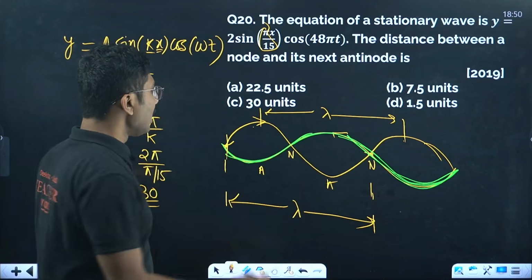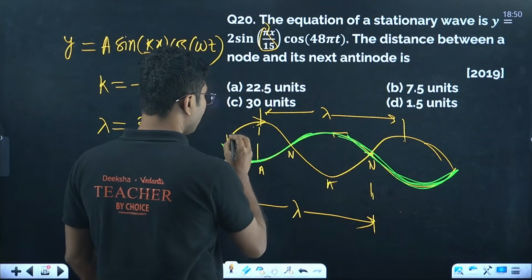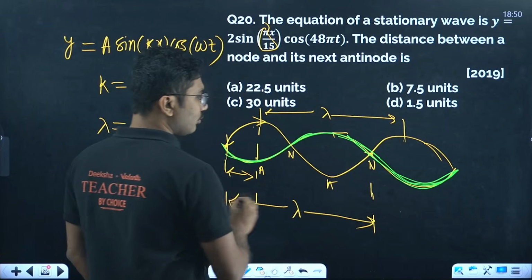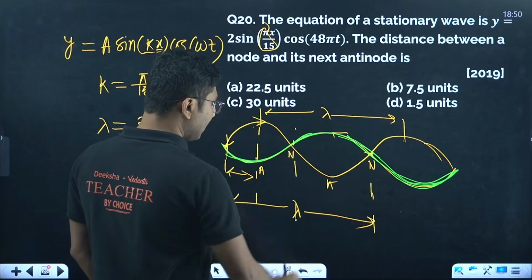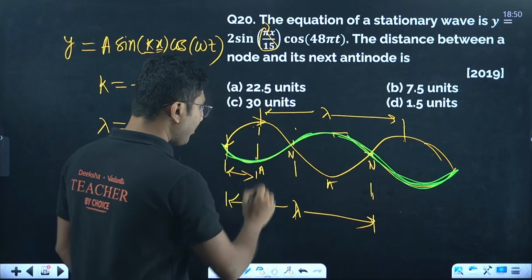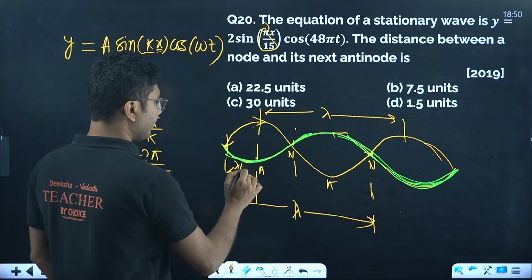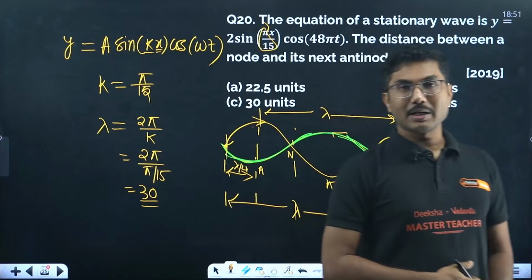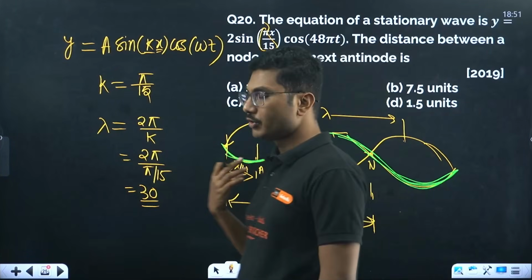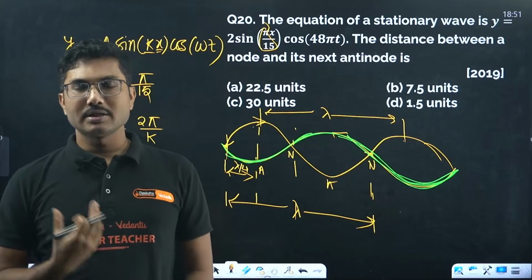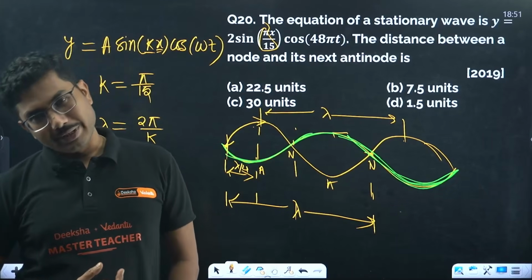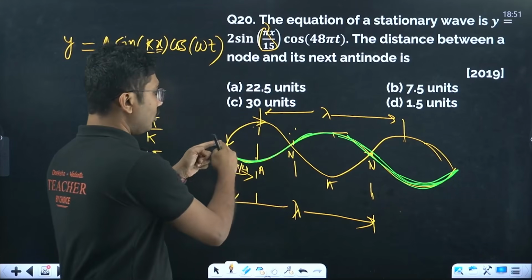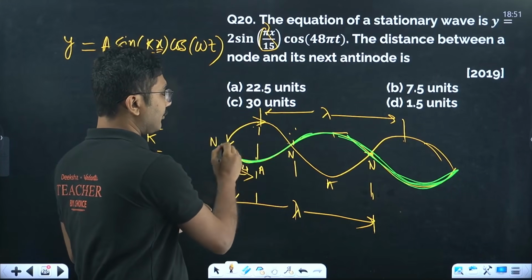They ask you the distance between antinode and node. That is, they ask you this distance. What is this distance? Obviously this total distance is lambda, so this must be the midpoint, so it will be lambda by 2. This is midpoint of midpoint, so it must be lambda by 4. Now remember, the distance between node and antinode is always lambda by 4. Distance between two consecutive nodes is lambda by 2. Distance between two consecutive antinodes will be again lambda by 2. Antinode means this and this, node means this and this. So if you are taking two consecutive nodes, it will be lambda by 2.